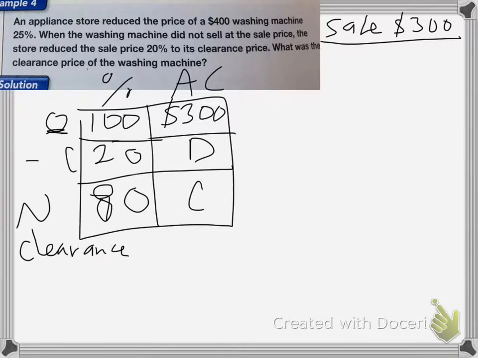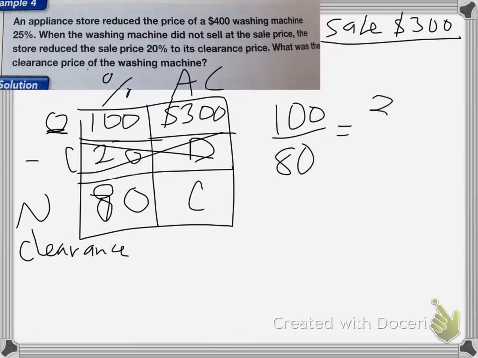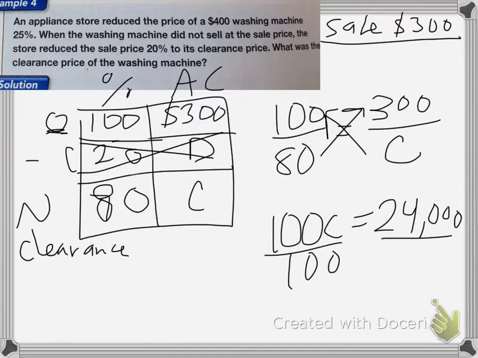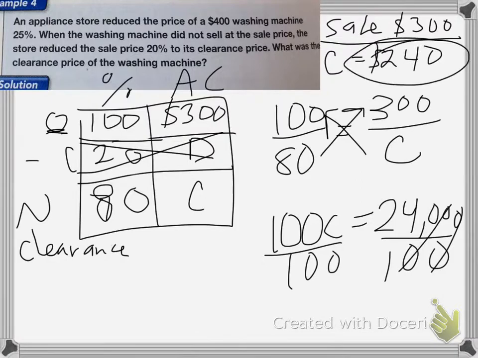So do our ratio box. We don't need to know the change. So it's going to be 100 over 80 equals 300 over the clearance price. Do our cross products. We end up with 100 times clearance, C, equals 24,000. Divide both sides by 100. Zeros cancel. So my clearance price is equal to $240. And that's my answer.